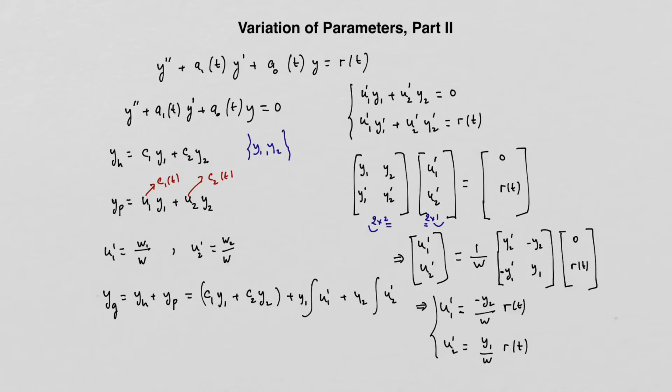To find u2 prime, you multiply this by this. So this times 0 is 0. y1 times r of t divided by W.